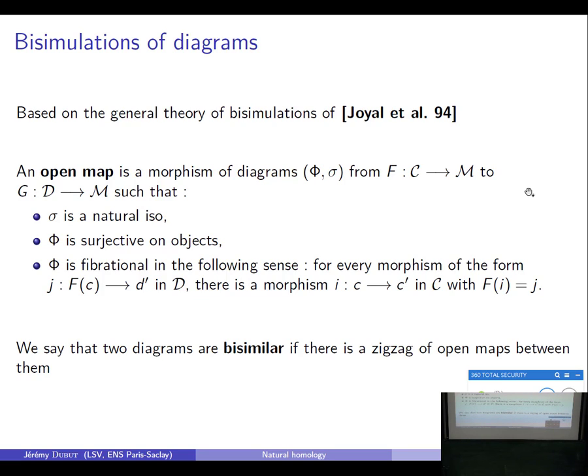So, you can prove that you have almost an equivalence of infinity one categories, but not exactly. You have to be a bit more clever. But yes, they are related.